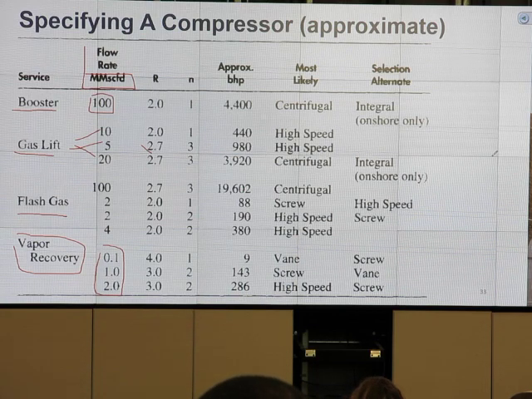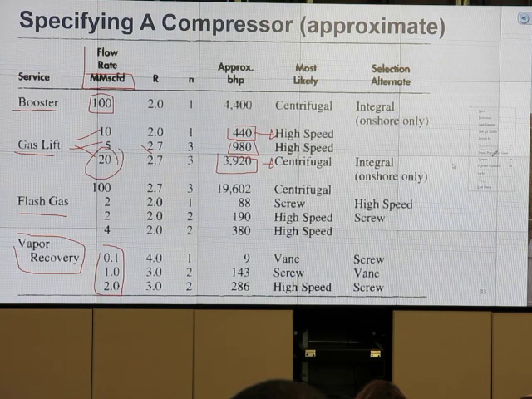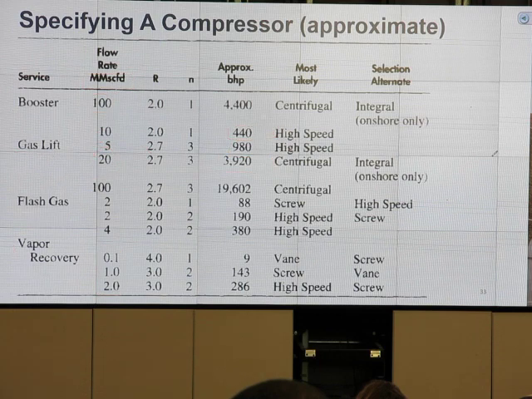What do we use? If I have gas lift, maybe I have roughly that much horsepower, and I use a high-speed separable compressor. If I use a centrifugal compressor, maybe that's for the case of more flow rate. So this table is not to memorize, but it's a guideline.